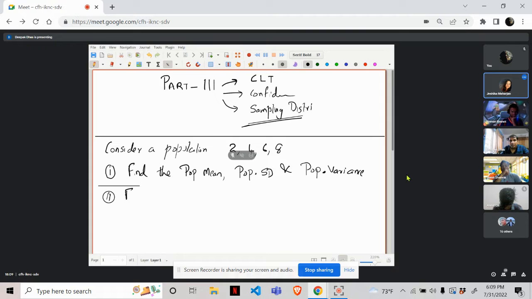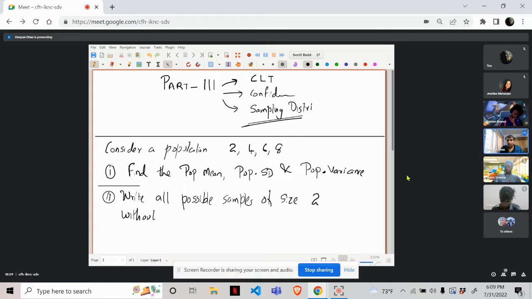Okay, sir. Now the second question. Write all possible samples of size 2 without replacement. By the way, you might not have heard the word replacement. The simple word is repetition.